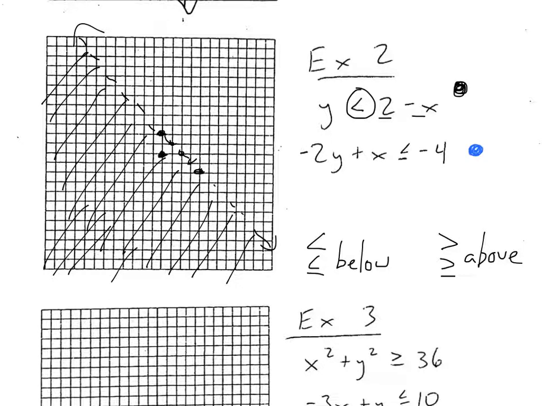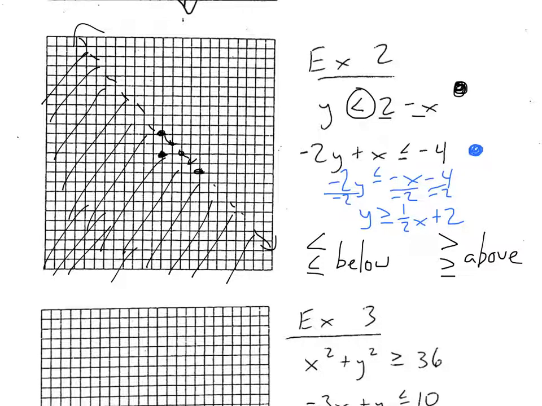Now, I want to graph the second one. So I need to solve for y. So subtract x and divide by negative 2. And keep in mind, with inequalities, if you divide by negative, you have to flip the sign. So y is greater than or equal to positive 1/2 x plus 2. Y is greater than or equal to 1/2 x plus 2.